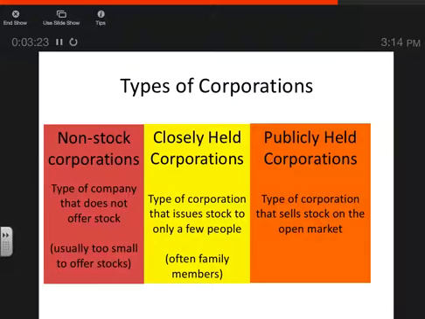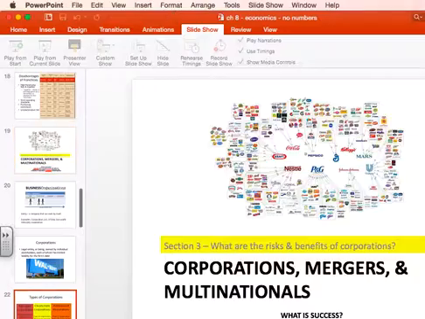The last one we have is a publicly held corporation. This is where anybody out there can buy stock on the open market. So it could be anyone at any time when it comes to this. So, corporation.